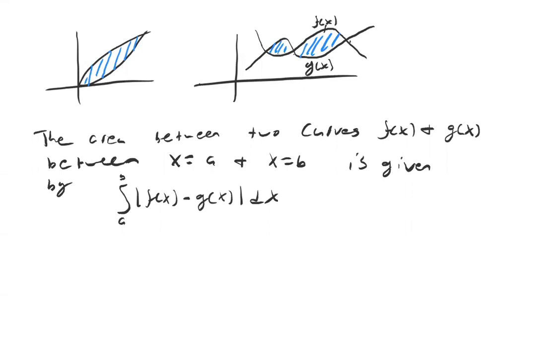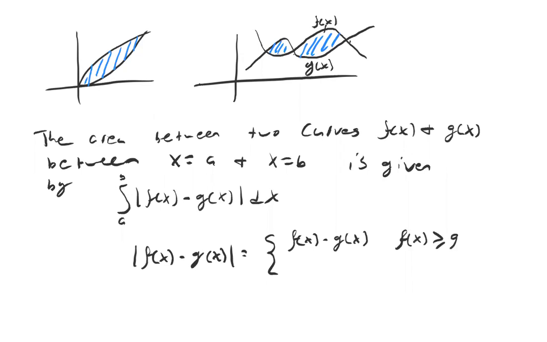The reason we can write this is because, remember, the definition of the absolute value of f of x minus g of x is f of x minus g of x when f of x is greater than or equal to g of x. Then it'll be, just a minus sign, g of x minus f of x when f of x is less than g of x. So by writing it like this, it automatically takes care of it: you're always doing the top minus the bottom function.